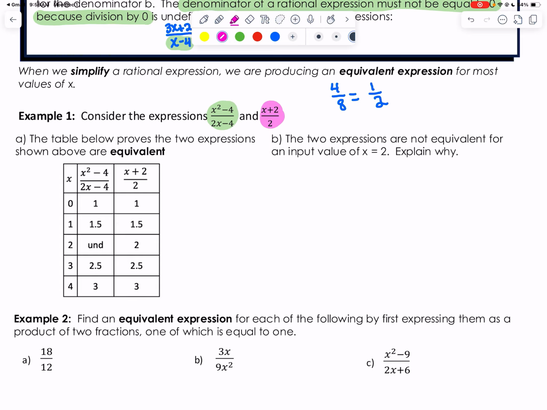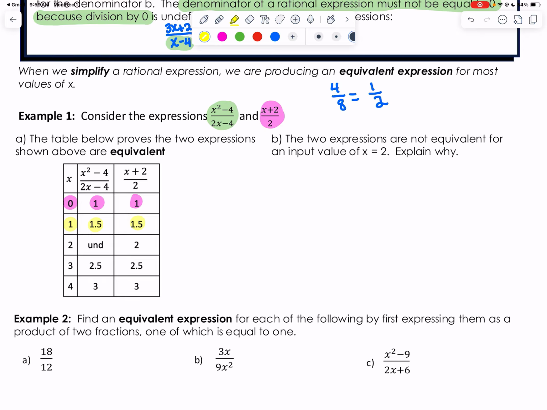To do that, we're going to use a table of values. If I plug in x equals 0 into that first function, x squared minus 4 over 2x minus 4, I would get out a 1 here and a 1 here. They're equivalent for x equals 0. What about when I plug in a 1? Notice I get a 1.5 for the first expression and a 1.5 for the second expression. So they're equivalent for x equals 1.